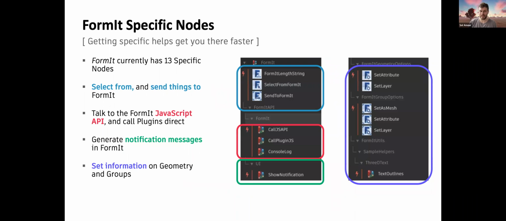So specifically, FormIt has a bunch of different nodes. In this case, around about 13 different nodes. There are nodes that allow you to sort of select from and send things to FormIt. There's nodes that allow you to talk to the JavaScript API that they have inside of FormIt as well, which enables a whole new world of different things and different possibilities that is relatively unique inside of the world of Dynamo right now. And then also the ability to sort of generate notification messages, which we just talked about briefly, and set information on geometry and groups, which is a special flavor of how FormIt deals with Dynamo geometry, which we'll get to in a hot second.